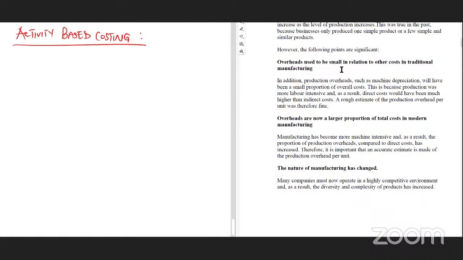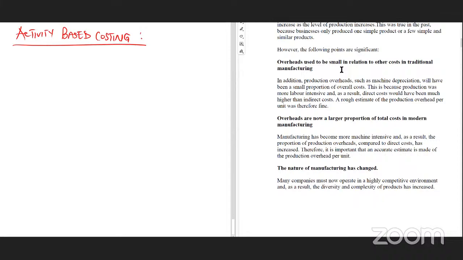A huge chunk of the costs are just overheads instead of direct costs, because now everybody's using machines. Do you get the idea? So it wouldn't be appropriate to now just use labor hours or machine hours to be absorbing. You need a better costing system. Do you understand?